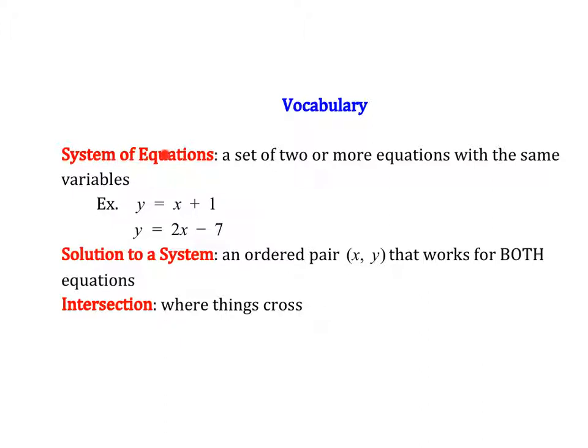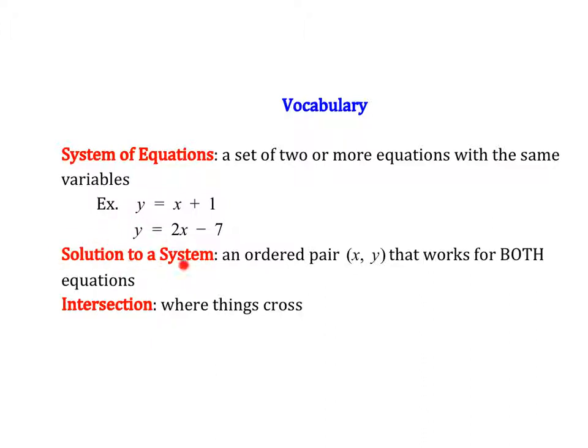So a system of equations is a set of two or more equations with the same variables. So now instead of just having a single equation, we're going to be working with two. So we're going to do systems of two equations. And notice that both of these equations have the variables x and y. So we're going to be looking for a solution to the system.